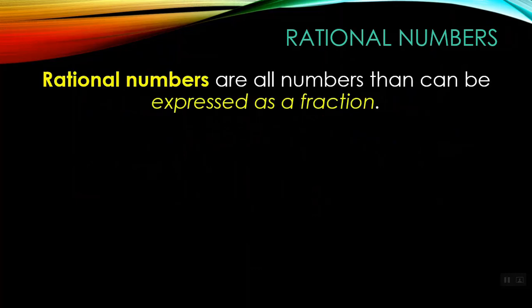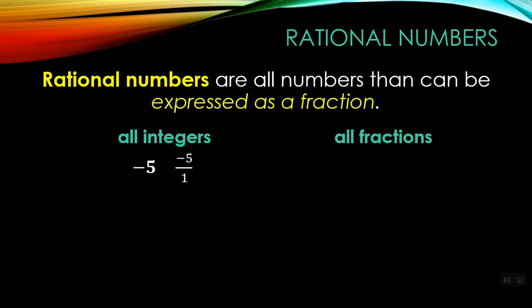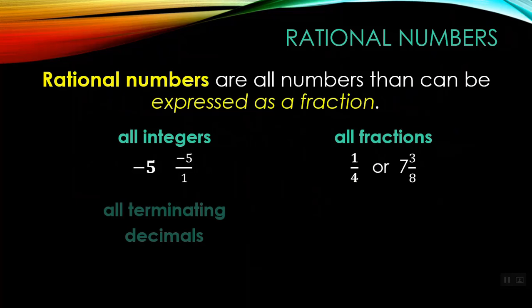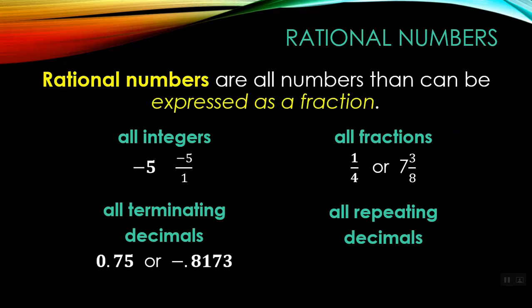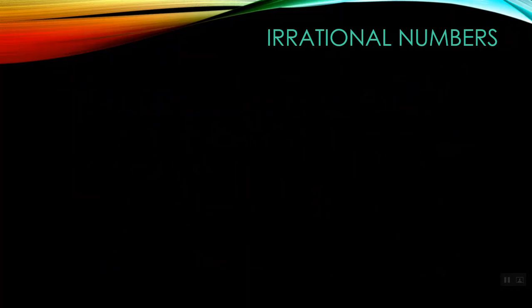The rational numbers are all the numbers that can be expressed as a fraction. So that means all the integers, because an integer such as -5 can be expressed as a fraction, -5/1. All the fractions, 1/4, 7 3/8, any fractional number, all terminating decimals, and all repeating decimals. We're going to talk a little bit more about terminating decimals and repeating decimals in the next lesson.